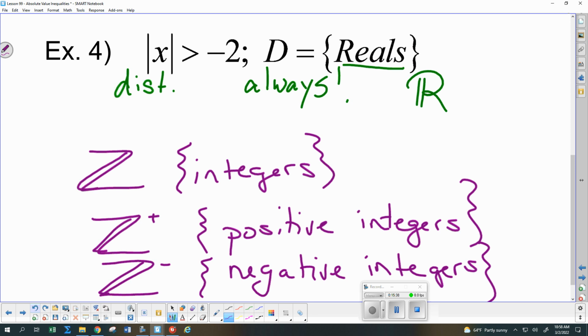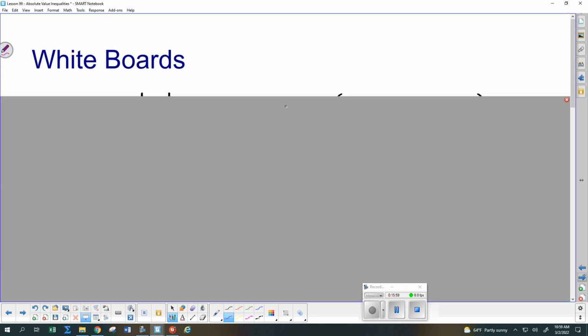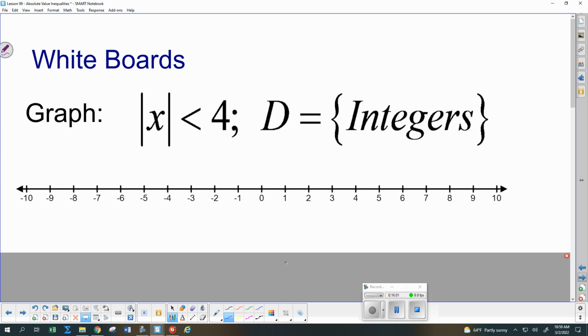Anybody know why it's a Z instead of an I or something? German? Do you know what German word? Zahlen. Zahlen is the German word for numbers or for counting. So any questions with that? Okay, grab your whiteboards and markers, and I'm going to have you guys do a few of these real fast just to make sure that these are making sense.